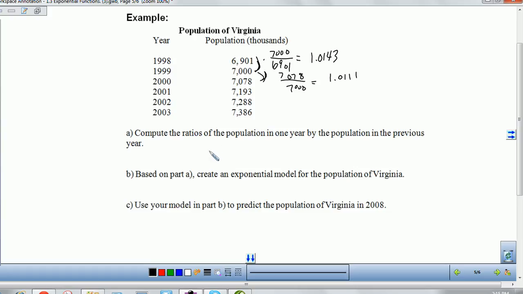Okay, so then go ahead and write those down. So we have the first two. Go ahead and write down the other ones.